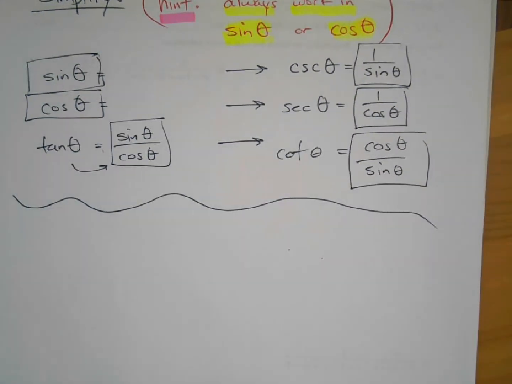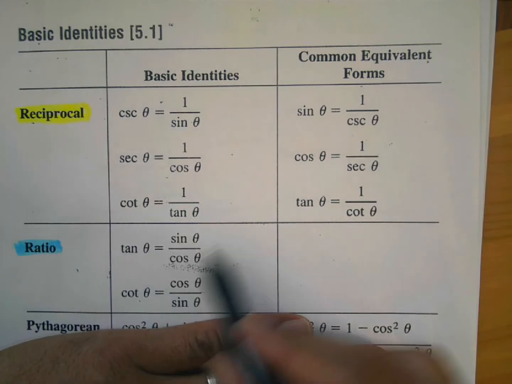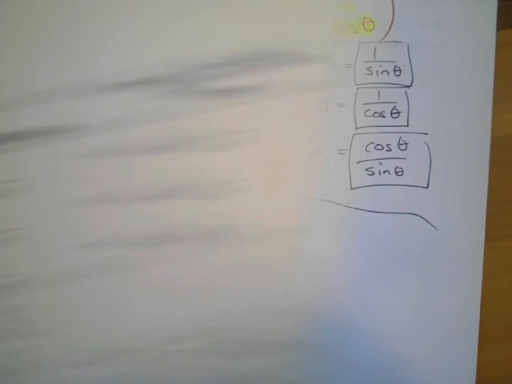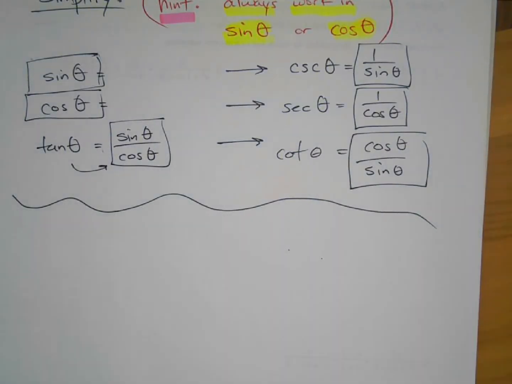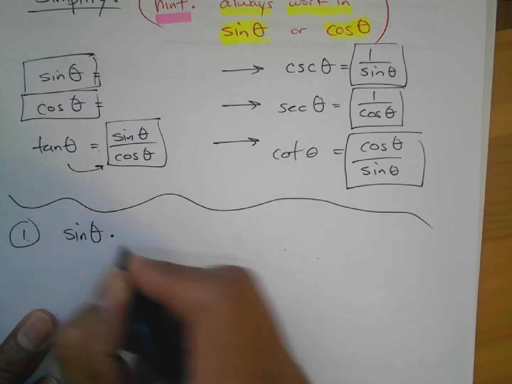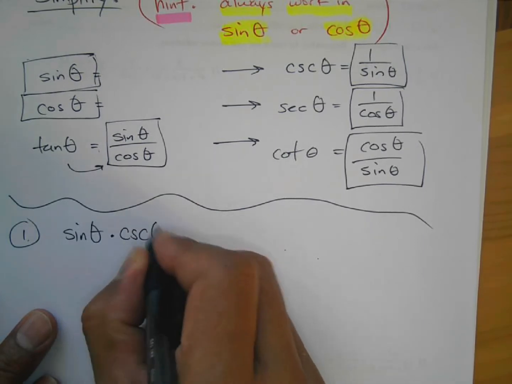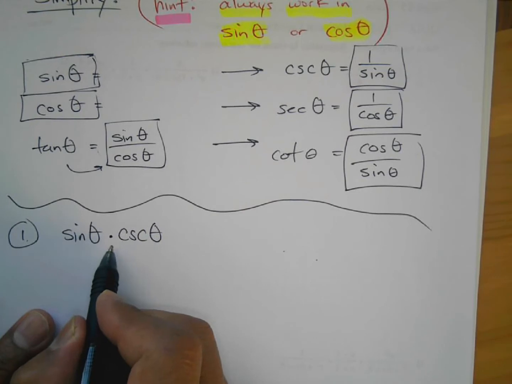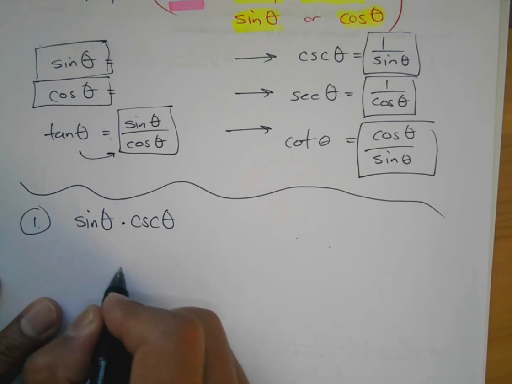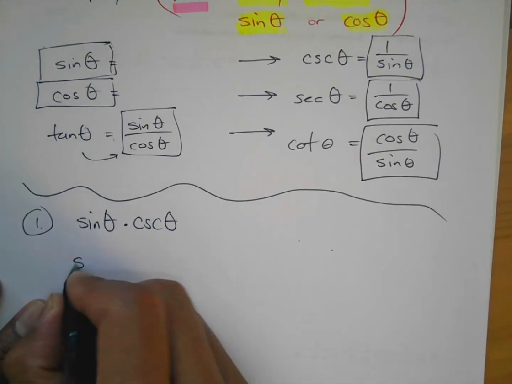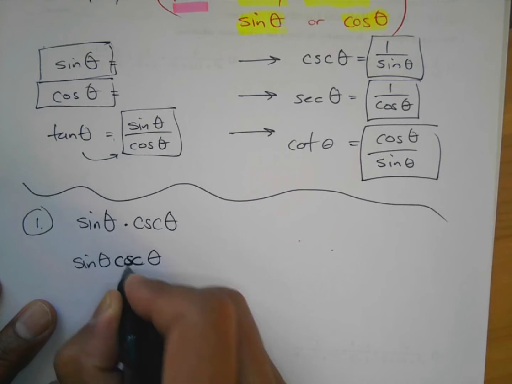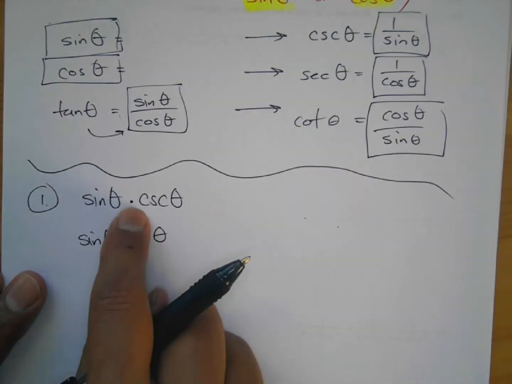Here we go. We're looking at all these here. They're either reciprocal or the tangent ratios, the tangent or the cotangent. So let's look at number one. You can have a problem something like sine times cosecant. Sometimes they won't even show the little dot. They'll just put them right next to each other, just like 5 times x is written 5x. Here they'll just write sine cosecant together like this. Well, you know that it's multiplication.